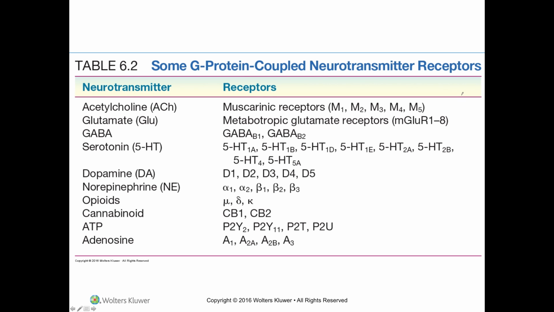So here are some G protein coupled neurotransmitter receptors. Note, some neurotransmitters like acetylcholine and glutamate and GABA can have ionotropic as well as metabotropic receptors. So acetylcholine, muscarinic receptors, glutamate, metabotropic glutamate receptors. In GABA, GABA sub B.